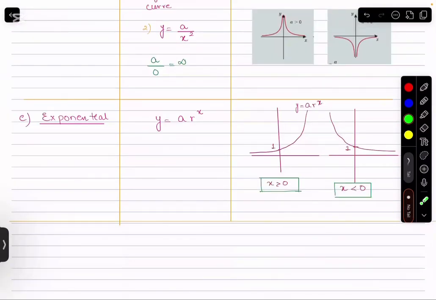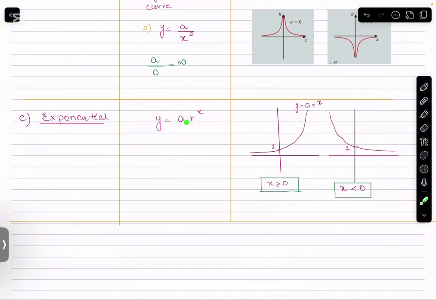All right, so the final here is the case for exponential functions, and for exponential functions it's y equals a r to the power x. X is now the power, it's y equals a r to the power of x.